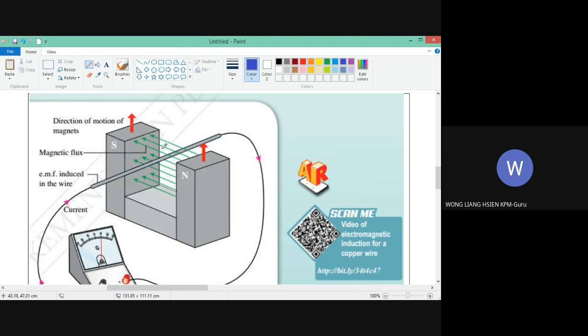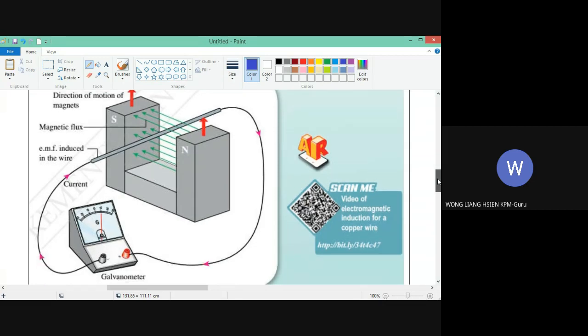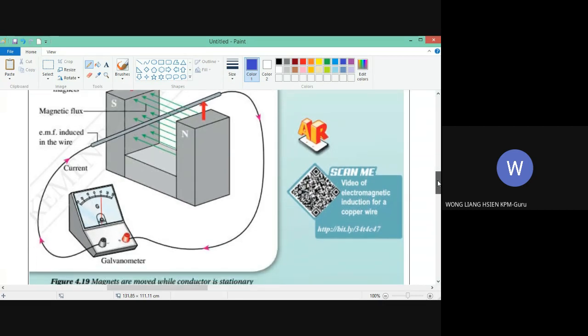It doesn't care whether the wire is the one that goes down or the magnet is the one that goes up. That means the wire will cut through the magnetic flux and then will induce EMF inside the wire. However, one thing that I want to point out is the direction of the galvanometer.